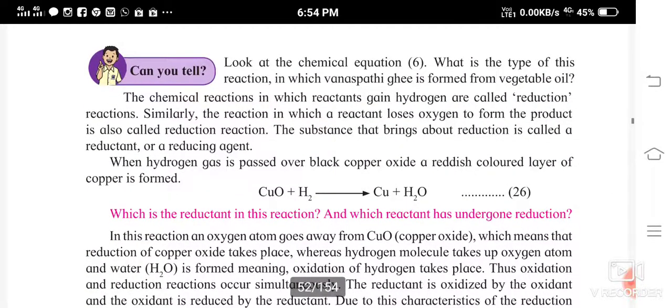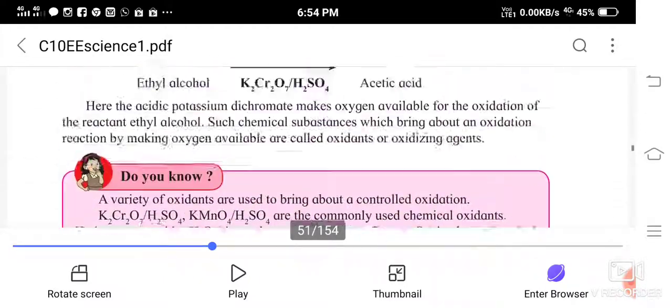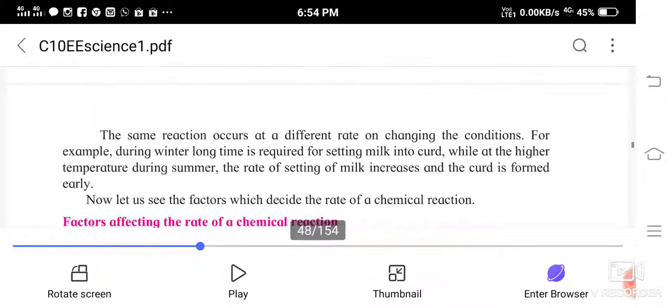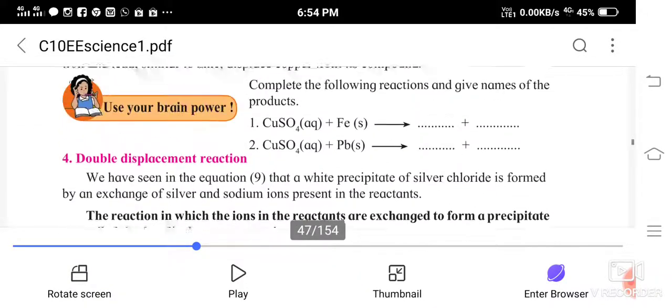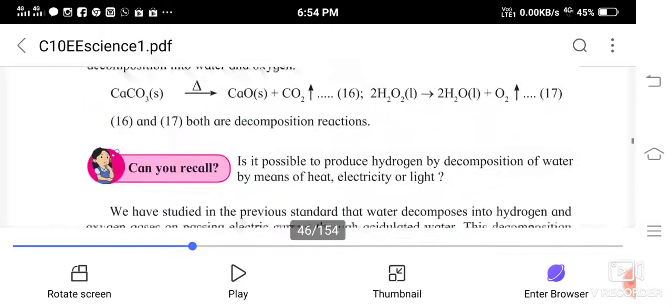Now, can you tell, look at chemical equation 6. What is the type of this reaction in which Vanaspati ghee is formed from vegetable oil? Here see, the chemical reactions in which reactants gain hydrogen are called reduction reactions. Now, in equation 6, it's quite behind. Let us go back, I'll show it to you. Equation 6.